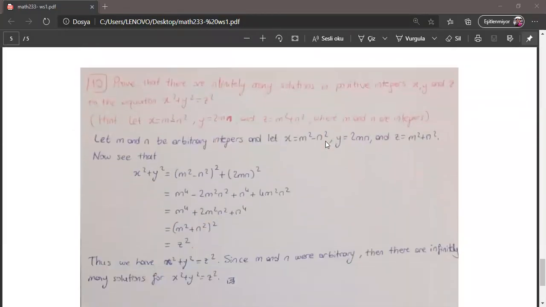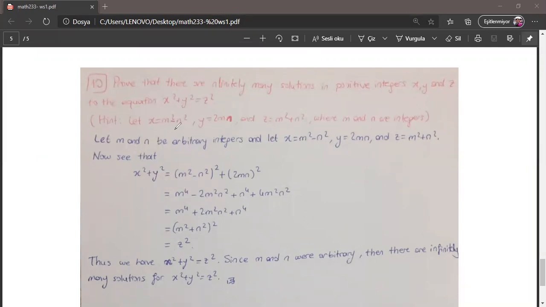This is the last question. So we'll prove there are infinitely many solutions in positive integers to this equation. So there is a hint here. We'll use that, but there was a typo in the worksheet, so it should be m squared minus n squared, but in the worksheet it says m squared times n squared. Okay, that was wrong. It should be m squared minus n squared.